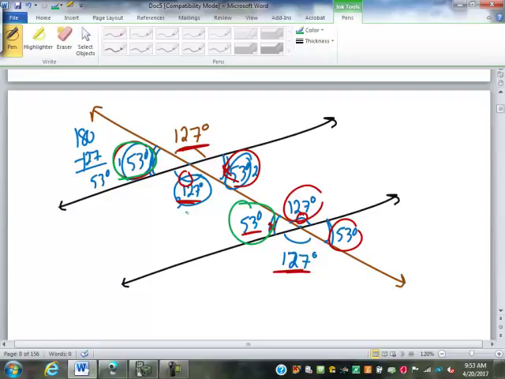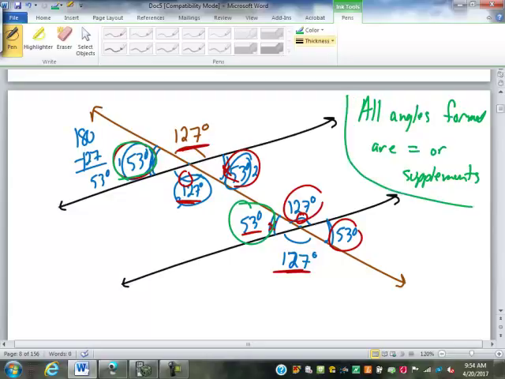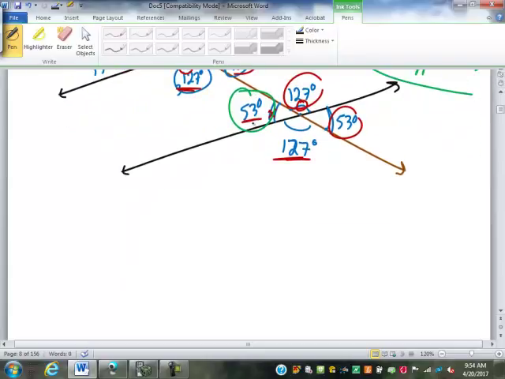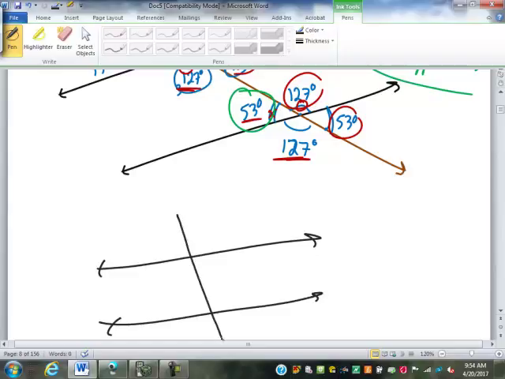We're not going to memorize all those rules. All you need to know is when parallel lines are cut by a transversal, all the angles formed are either equal or supplementary. And usually you can figure out which ones are which. And the only way it'd be tough is if you had a line that went through here almost perpendicular to it.